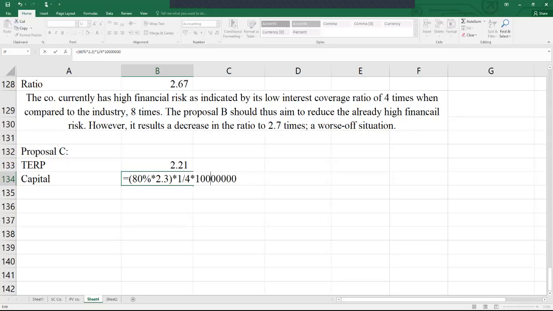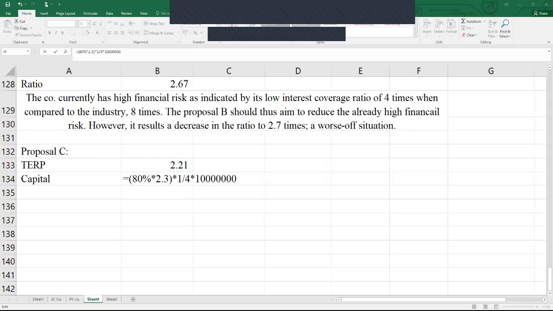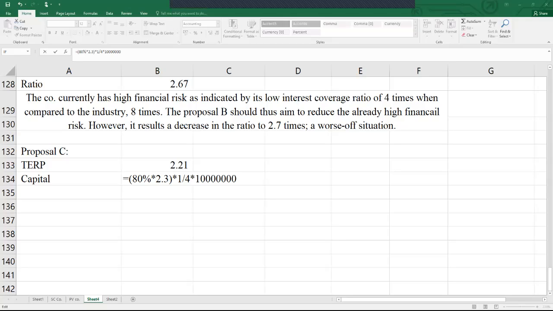Could you please repeat? The amount of capital you'll be raising: how much do you receive per share? You receive 80% of 2.3. Clear there? Yes. Then how many new shares are you going to be issuing? You're going to be getting one new share for every 4 old shares, isn't it? So currently, how many shares do you have? You have 10 million shares, as per the balance sheet.